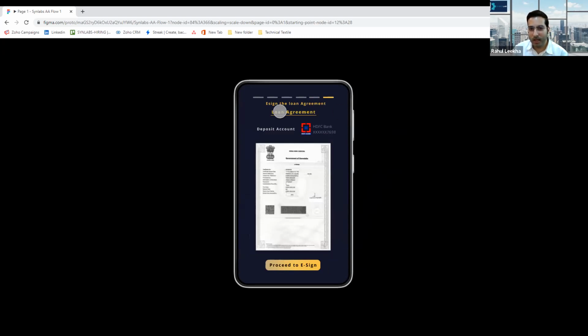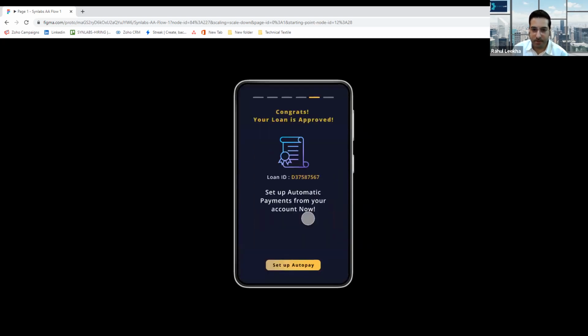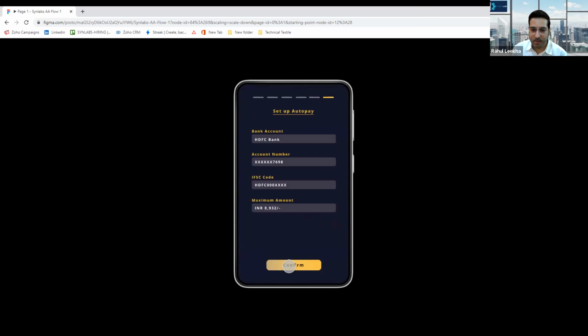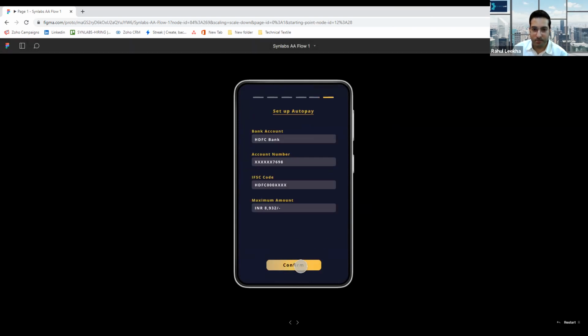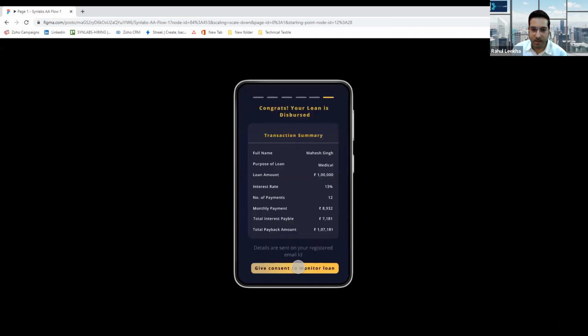Now they go into the e-sign. Again, backend APIs to look into the e-sign. So they sign it, enter the OTP for the same, and their loan is approved. Now all they need to do is set up autopay. They set this autopay up, and now they give consent to monitor the loan.